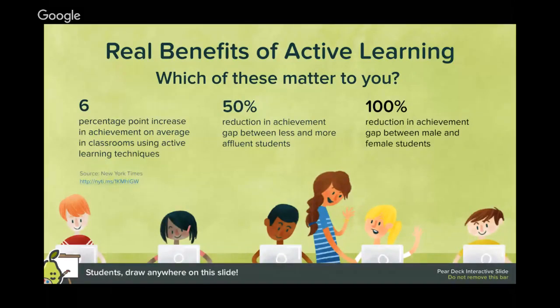Also, there's a 50% reduction in the achievement gap between less and more affluent students because there is a higher rate of participation. And what we find is when all students are participating, they're learning a lot more. And the other thing is that in terms of gender equality, there's a 100% reduction in the achievement gap because all students are very much involved regardless of gender.